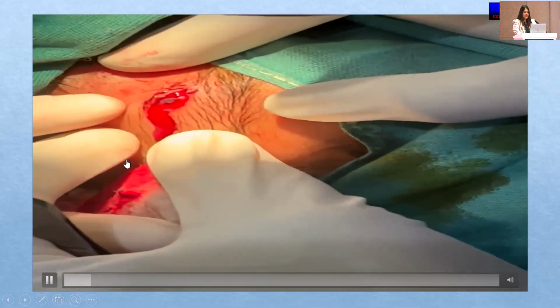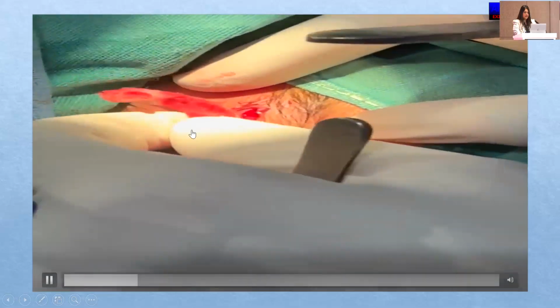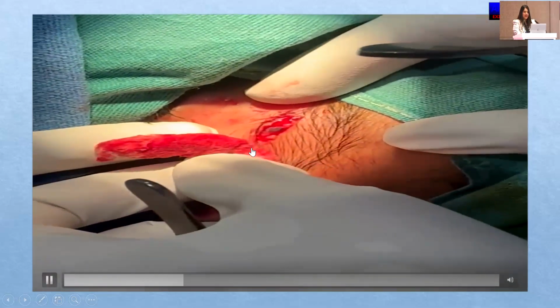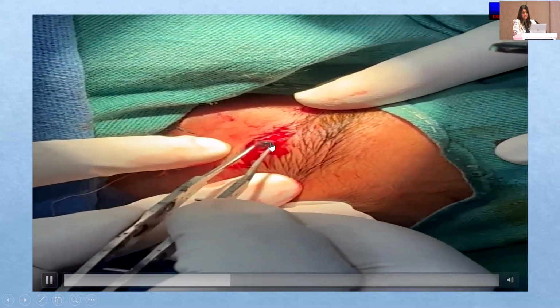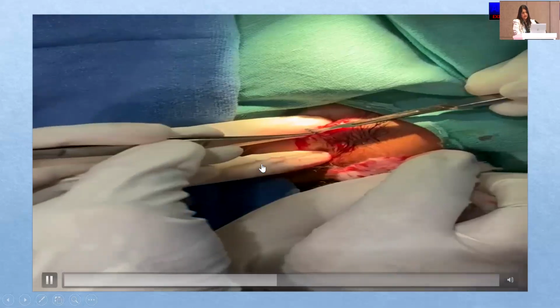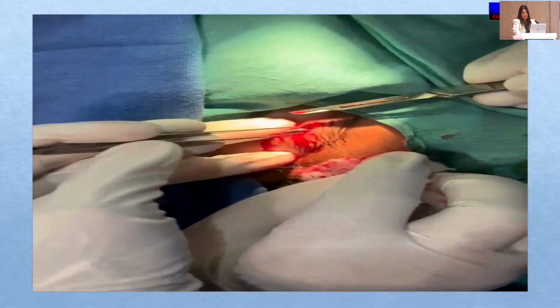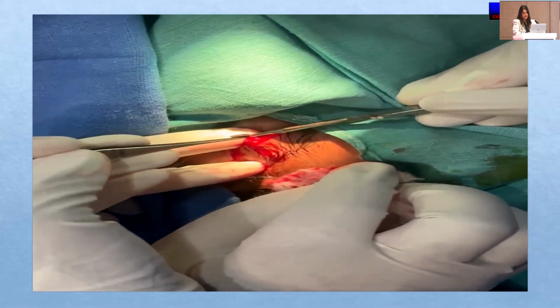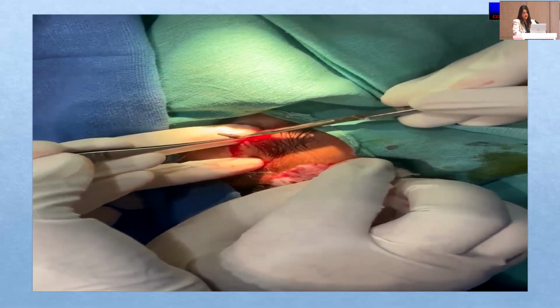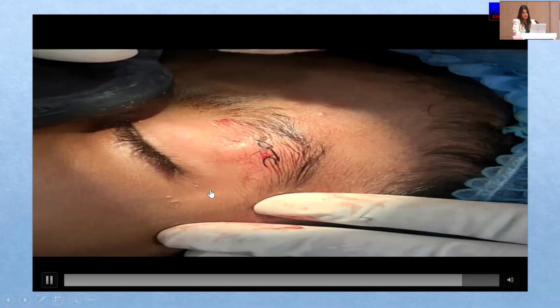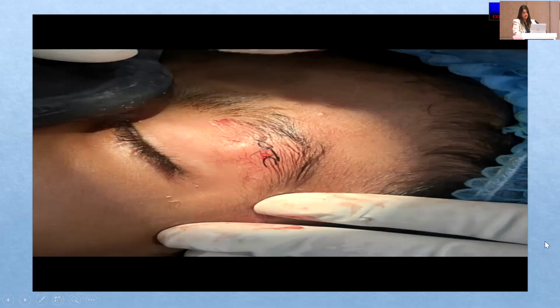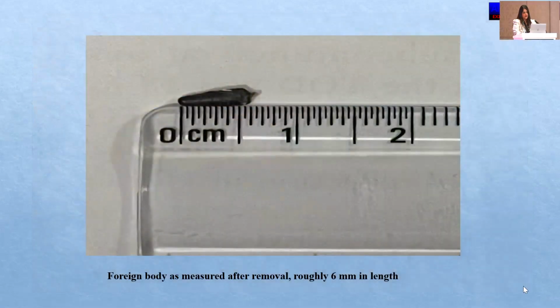As we can see in the video, a very small incision of about 7 mm was given, and as soon as we gave the incision, the foreign body was lying there, which was neatly dissected out. The foreign body as measured after removal was roughly 6 mm in length.